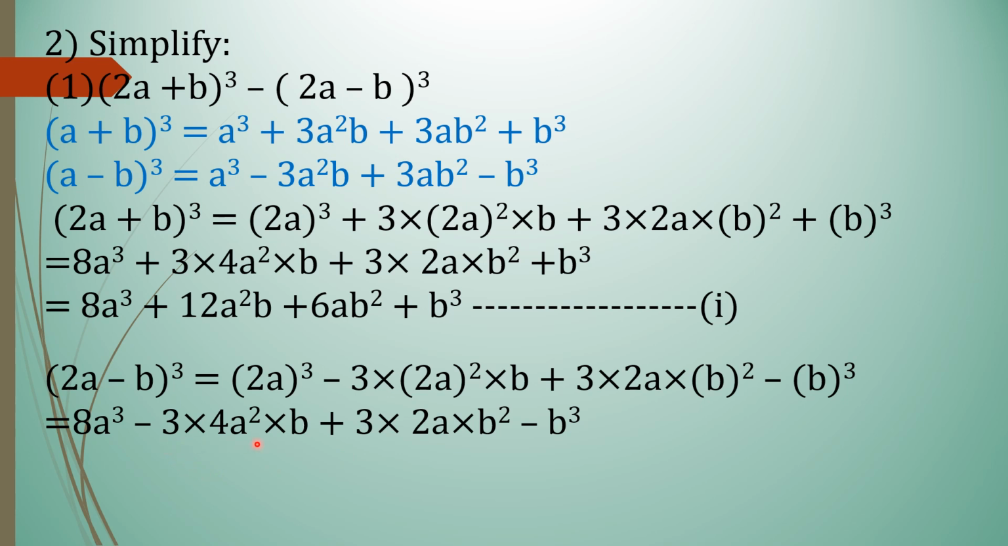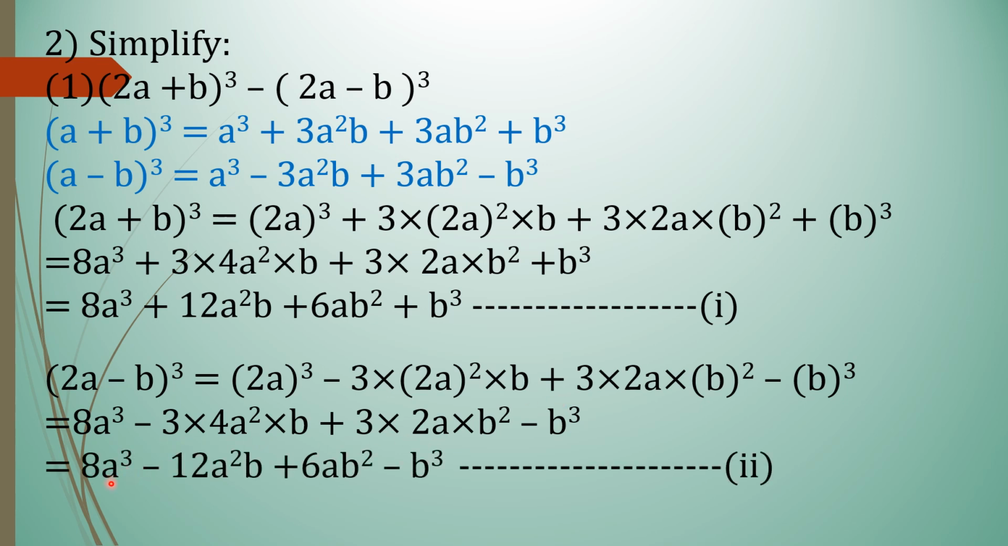Now students will solve these two terms first. It is multiplication. Let's find out the answer. So it will become 8a cube minus 3 into 4a square into b. It will become 12a square b plus, then 3 into 2a into b square will become 6ab square minus b cube. So this will be put as relation number 2.